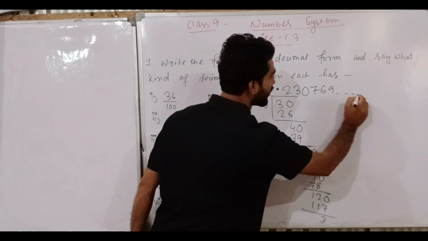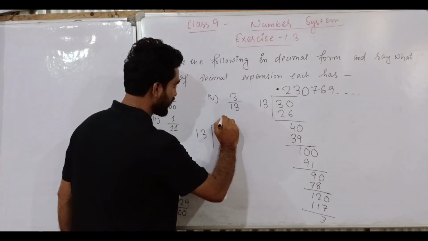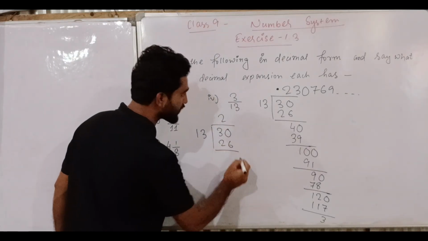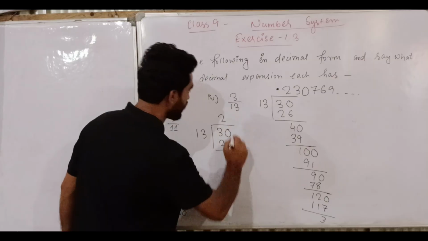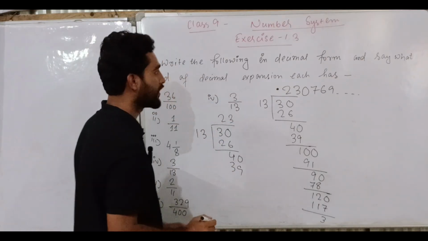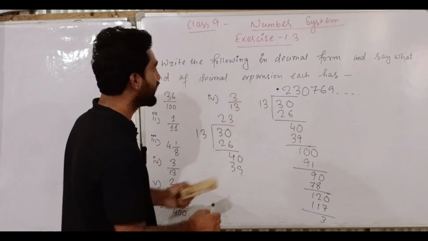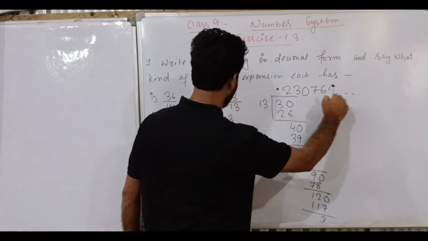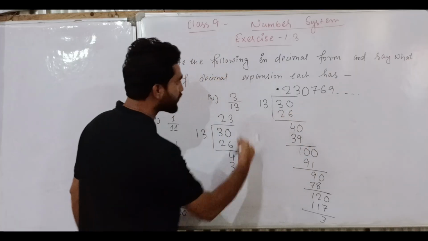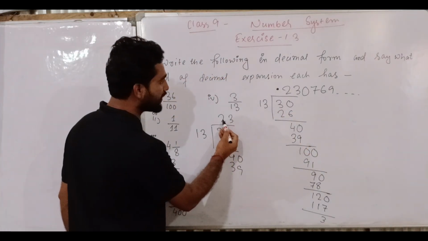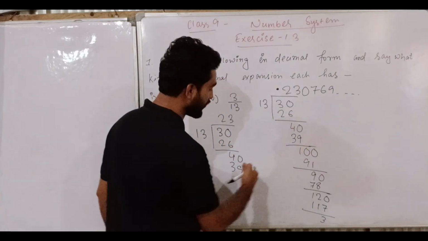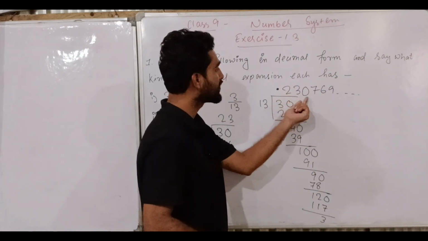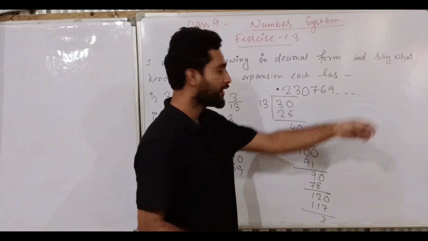So this one I am continuing. So here 0, 13 2s are 26, 13 3s are 39. That means if we divide 3 by 13, then we will get the digits 2, 3, 0, 7, 6, 9. Again, after this 9, the digits will be repeating. Again, we will be getting the digits 2, 3, 0, 7, 6, 9. So if you continue the divisions, you will be getting this set of digits, that is 2, 3, 0, 7, 6, 9 will keep on repeating.